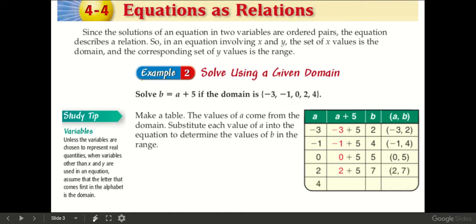Finally, my last number in my domain is 4. Again, we're going to substitute it in for A. 4 plus 5 is 9. And my final coordinate is 4, 9. So again, the domain I plug in for my A values to get my B values. Again, this is typically like your X values and your Y values, right? Your domain and your range. And those are what make up your ordered pairs. So the solution set for this problem would be the 1, 2, 3, 4, 5 ordered pairs that I got from using the 5 numbers in my domain to find the 5 numbers in our range to come up with these 5 ordered pairs.